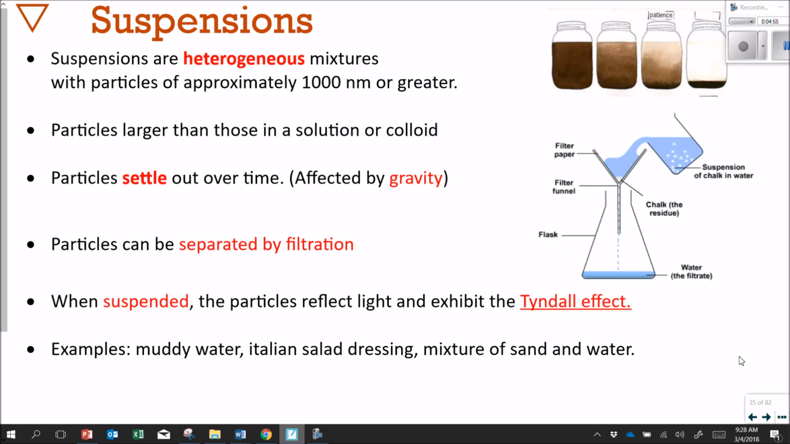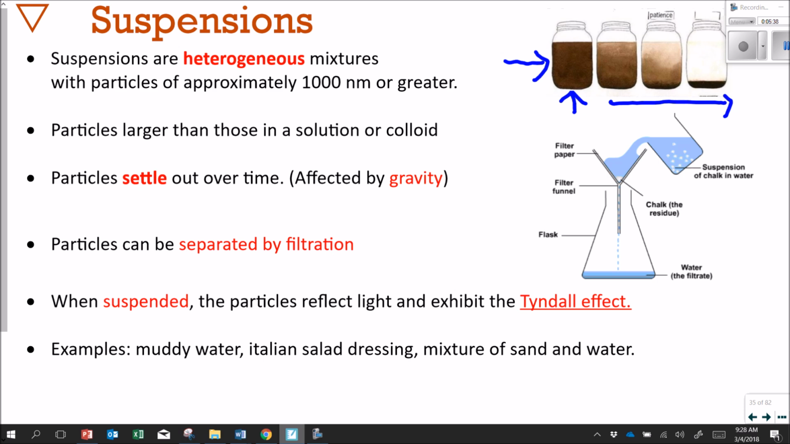Suspensions are heterogeneous mixtures with particles approximately 1,000 nanometers or greater. It is easy to see the particles in a suspension. So the particles are larger than those in a colloid or in a solution, and they settle out over time. That is, they are affected by gravity. And we can see that in this picture of muddy water over here. The particles are suspended throughout, and as time goes by, they settle out until they are completely settled out in the last jar here. Particles can be separated by filtration.